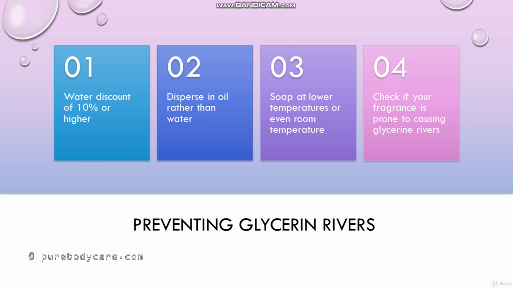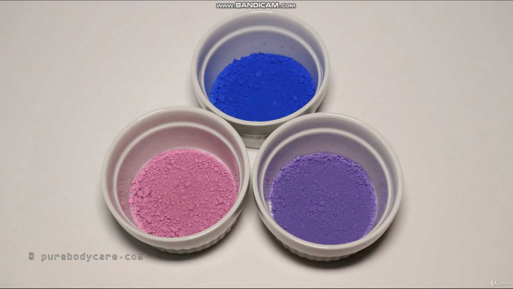There are some things you can do to avoid glycerin rivers. Do a water discount of 10% or higher, as the water contributes to the rivers. Disperse your titanium dioxide in oil rather than water, for the same reasons. Soap at a lower temperature or even at room temperature. Check that your fragrance is not one that is prone to causing glycerin rivers. You should be able to find this out from your supplier.